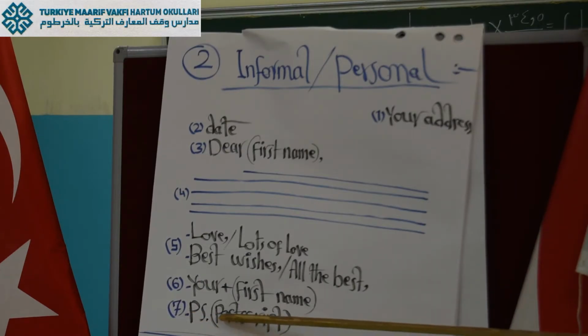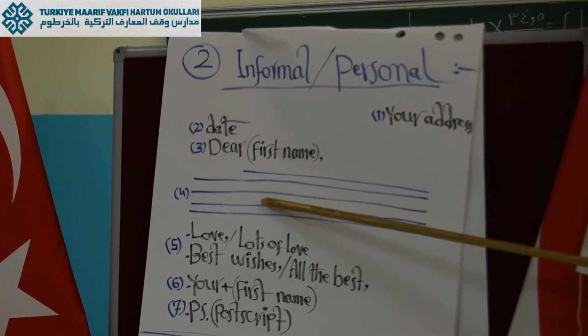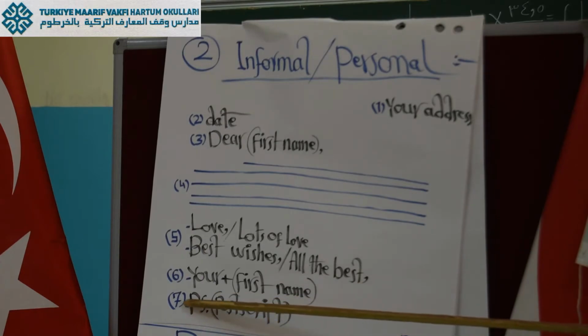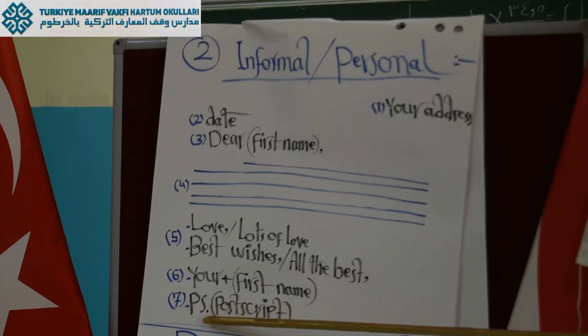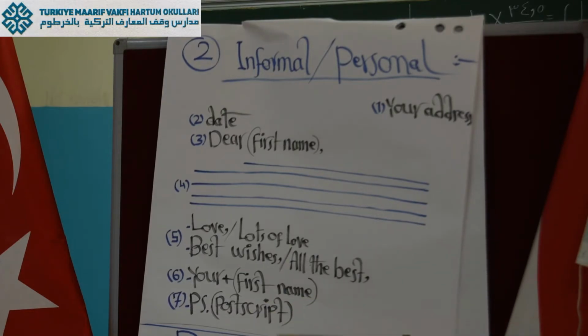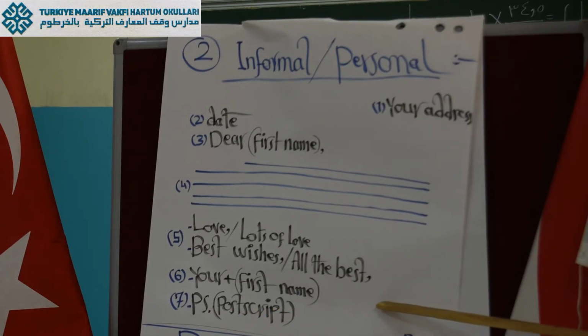PS is an abbreviation for postscript. So this one is not basic, but is just for when you forgot some important information. So you have to add it here. You just write PS and then write the information you want. For example, PS: I found the CD that you told me about.